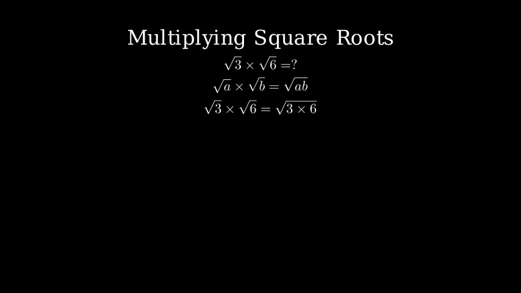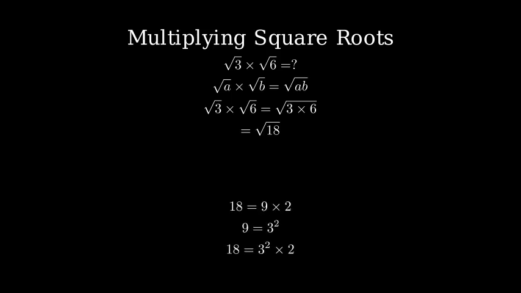Now, let's multiply the numbers under the square root. 3 times 6 equals 18, so we have square root of 18. To simplify this further, let's factor 18 under the square root. 18 can be written as 9 times 2. 9 is a perfect square. It's 3 squared times 2.